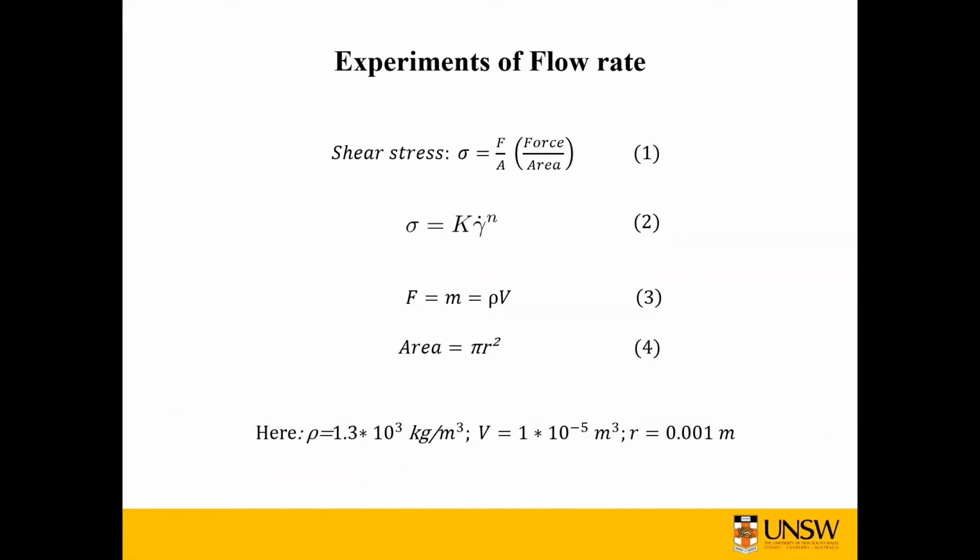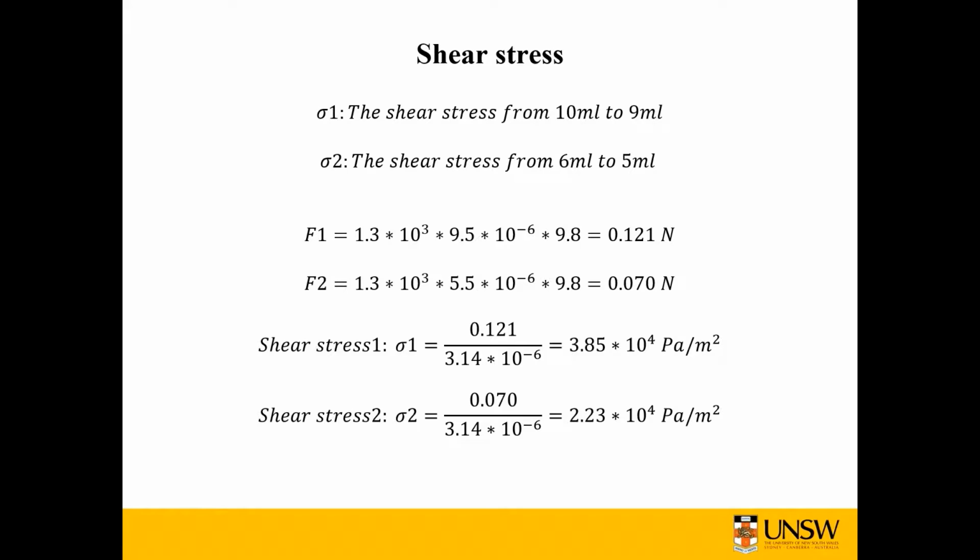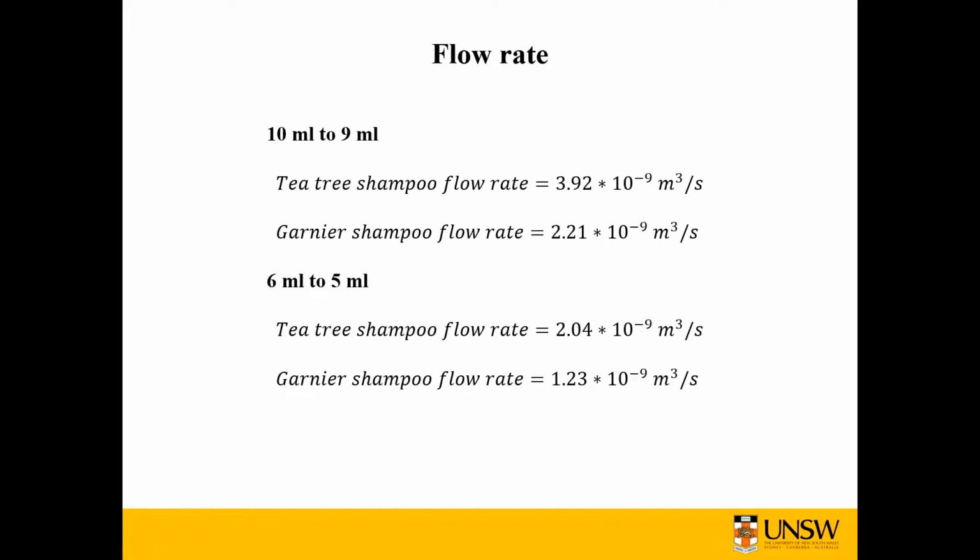Here are several equations used to calculate the flow rate and shear stress. These are the calculation process and the result of shear stress from 10 to 9 milliliters and 6 to 5 milliliters. These are the calculation process and the result of flow rate. Comparisons of viscosities and the effects of shear stress on flow rate have been analyzed with graphs.